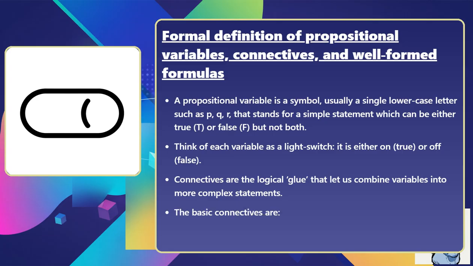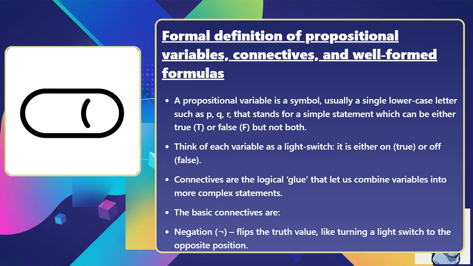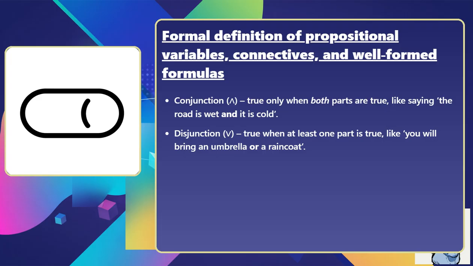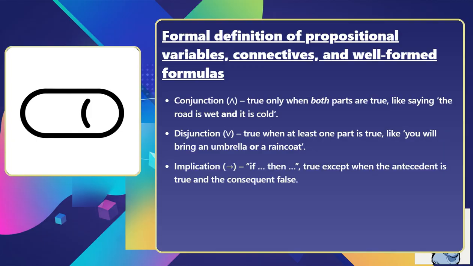The basic connectives are: negation, not, flips the truth value, like turning a light switch to the opposite position. Conjunction, and, is true only when both parts are true, like saying the road is wet and it is cold. Disjunction, or, is true when at least one part is true, like you will bring an umbrella or a raincoat. Implication, if then, is true except when the antecedent is true and the consequent is false. Biconditional, if and only if, is true when both sides have the same truth value.